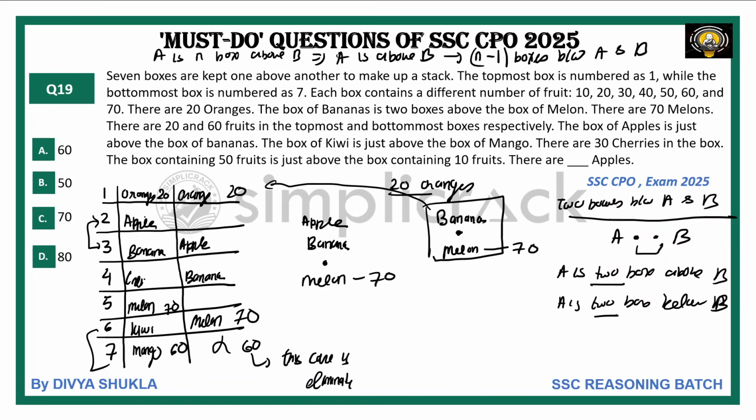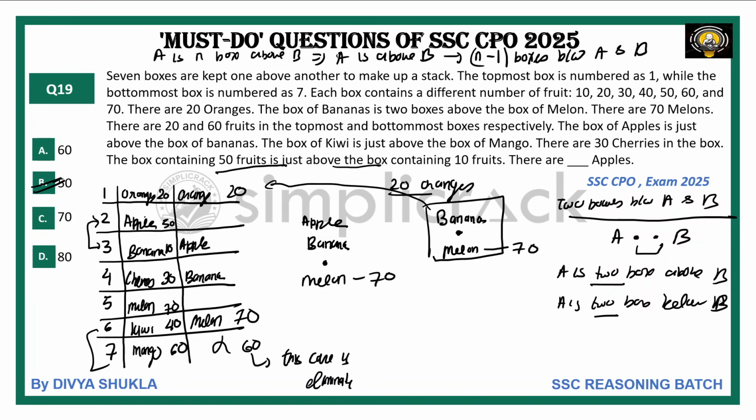That means cherries would be present here, and there are 30 cherries, and 50 fruits is just above 10 fruits. That means 50 is present here, 10 is present here. This leaves kiwi with 40. How many apples are there? There are 50 apples in the boxes. I hope this question is clear to all of you.